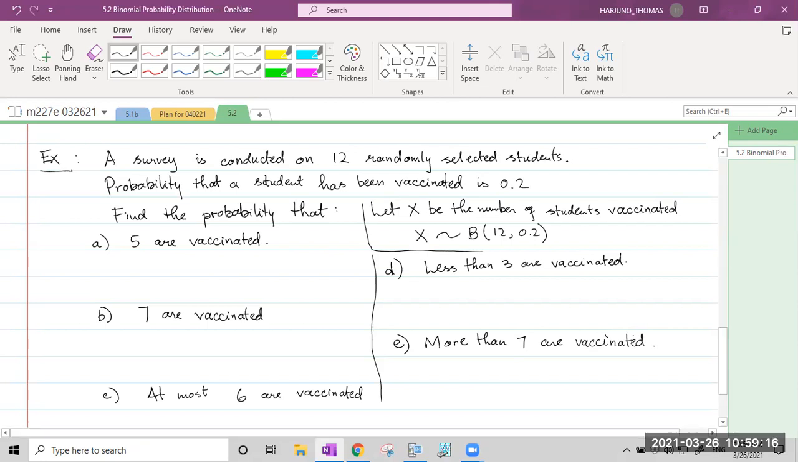Okay, we already have the distribution notation. Now this helps us summarize what we really need, instead of going back to the problem, we just refer to what we have there. Now, the probability that 5 are vaccinated, so the number of students vaccinated equals 5. That's binom what? CDF or PDF?